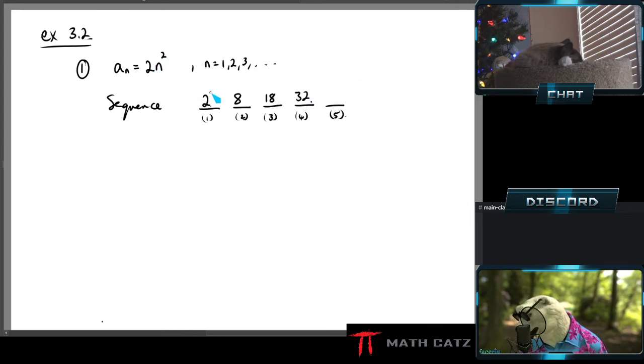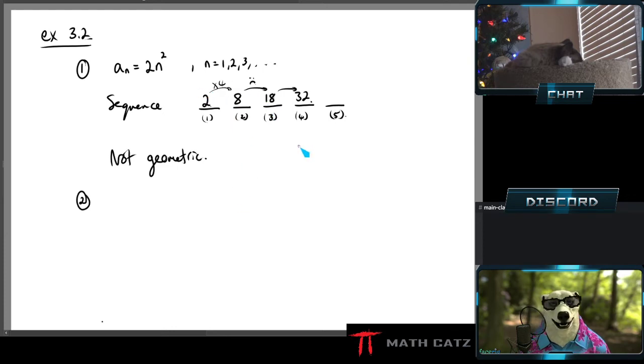I can keep going, but I already see the jumps from one to the next are not the same. I would have to multiply by 4 to get from 2 to 8, and that doesn't work. Next one. So it is not a geometric sequence, and I stop. Do I multiply by the same number every time? No. If it's a no, it's some other sequence that I don't have much knowledge about.